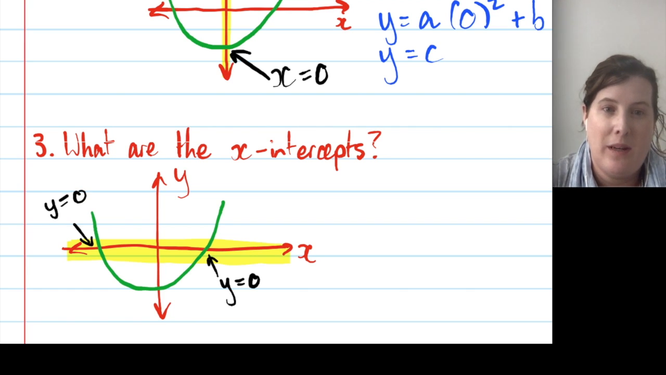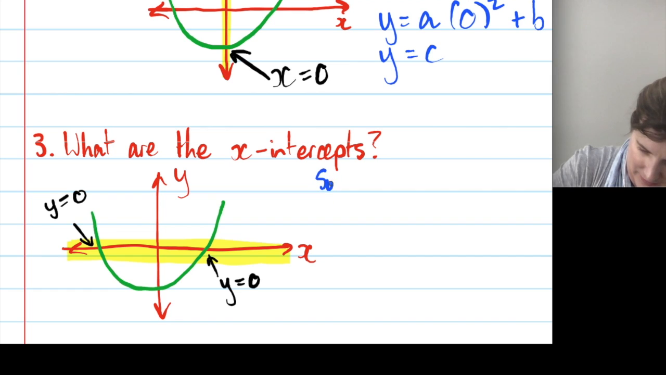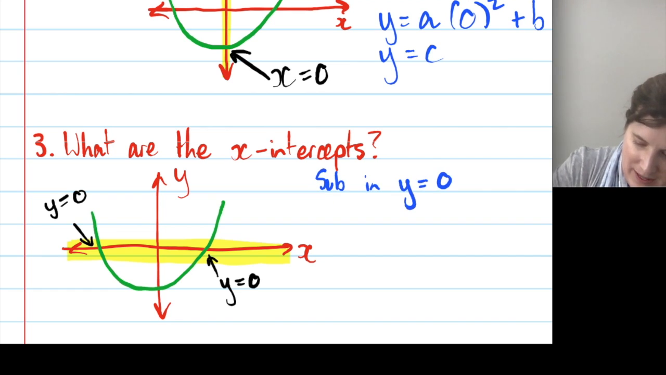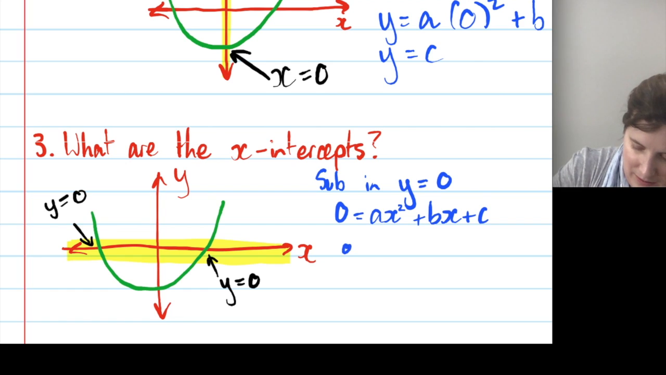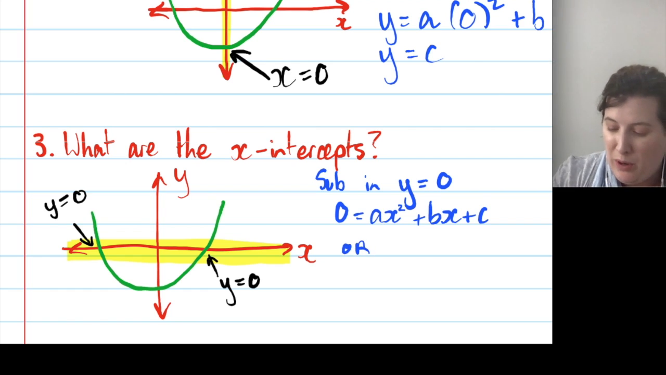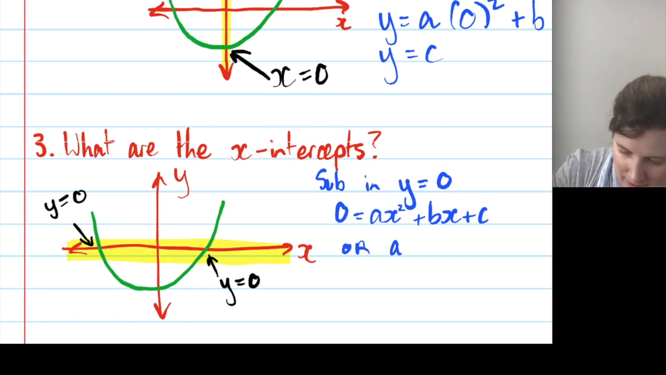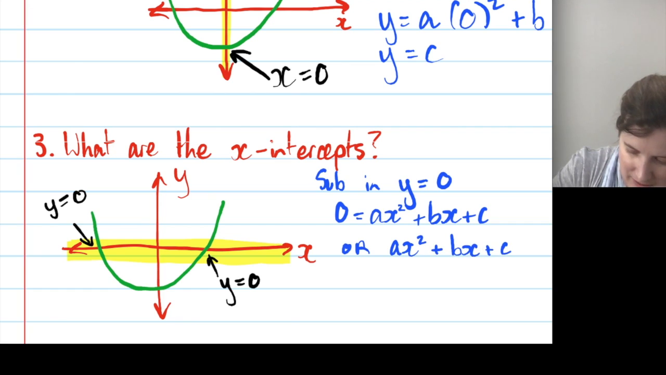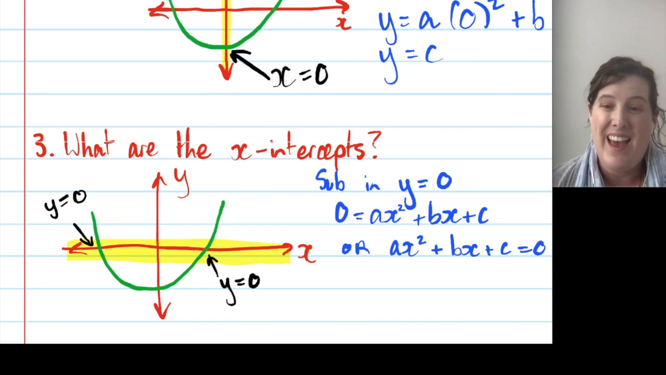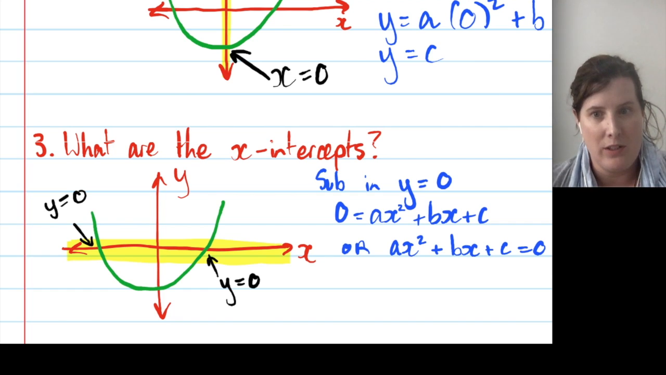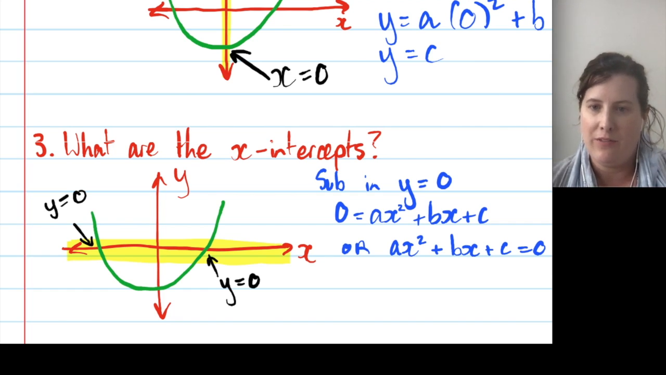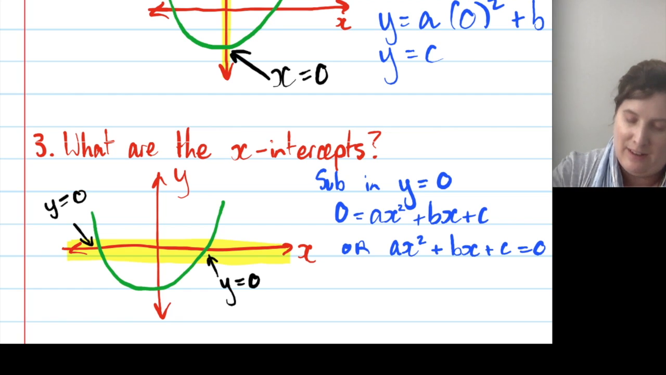So we sub in y equals 0. So we get 0 equals ax squared plus bx plus c. Or we could write that the other way around, which we're more used to seeing: ax squared plus bx plus c equals 0. And then to solve that, we did a lot of solving back in chapter 1. To solve that, we then factorize.